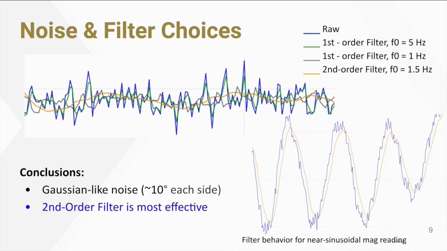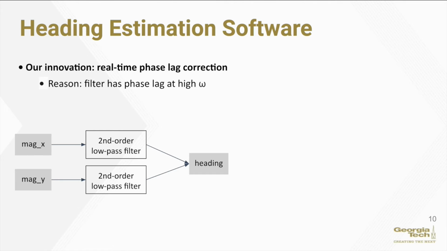The yellow line, which is the filtered data, preserves the sinusoidal behavior while eliminating noise, which means that our filter is performing very well. Our key innovation here is the real-time phase lag correction. The second-order filter has significant lag at higher angular velocity.